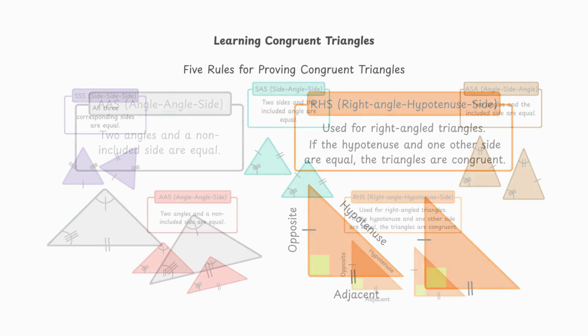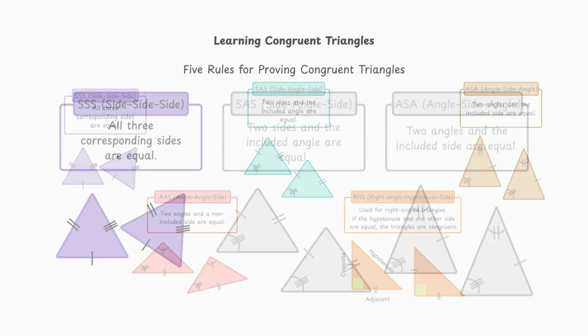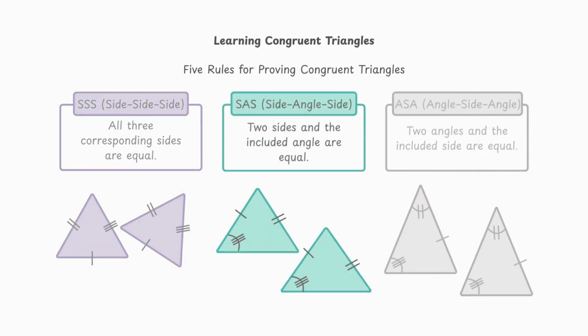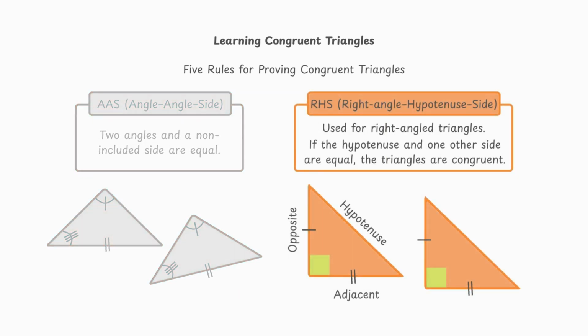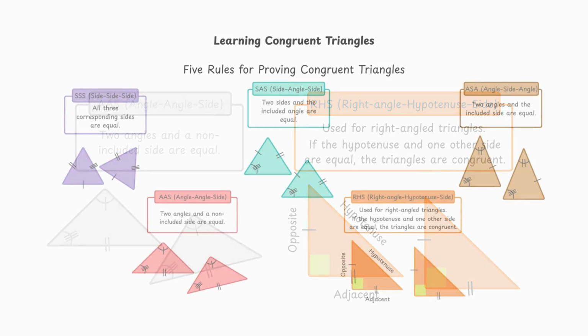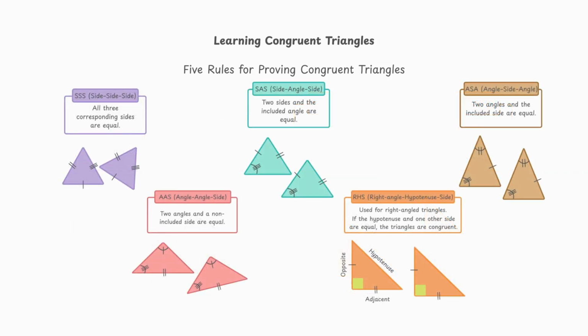Now let's step back and look at all 5 rules together. SSS, all 3 sides. SAS, 2 sides and the included angle. ASA, 2 angles and the included side. AAS, 2 angles and a non-included side. RHS, right angle, hypotenuse, and 1 side. These are the only 5 rules you need. So remember this clearly. To prove triangles are congruent, you must show enough matching information using one of these rules. Once you identify the correct rule, the proof becomes much easier and more structured. This completes the full set of congruence rules.